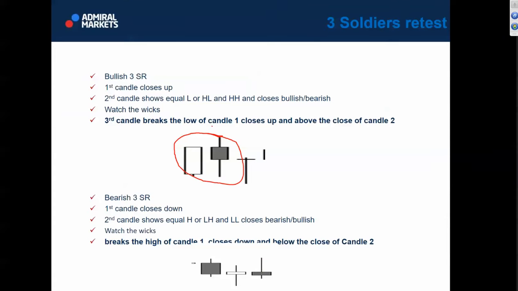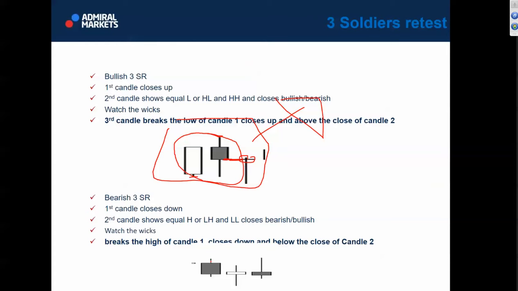If the third candle breaks the low of candle one, so this is candle one, and closes up like this, bullish, you might assume that the next breakout will be to the upside. We will be practicing this in the next class, so be sure to understand this. The close of this third candle should be at least slightly above the close of this candle, at least 1 or 2 pips.